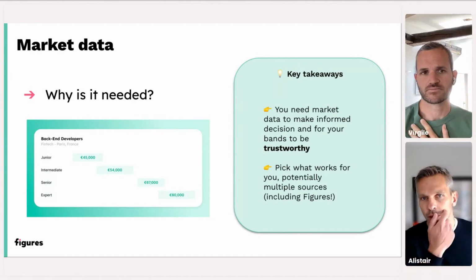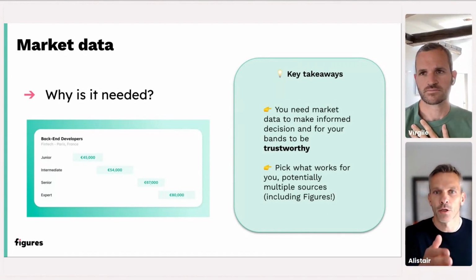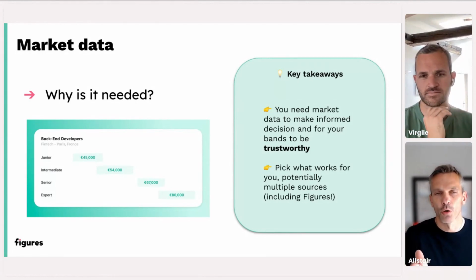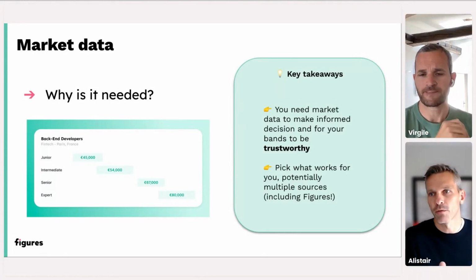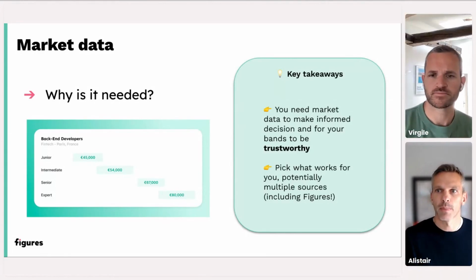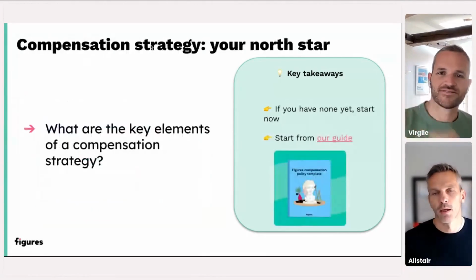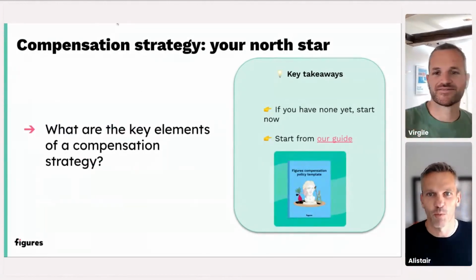I think the other thing to note here is the market data that you use, and we've got a visualization there, that 45, 54, etc. That's going to vary depending on your market positioning for each different job family as well. So whether you want to be paying in the 50th percentile or the 75th percentile and so forth. There we go. Forgot we had this.